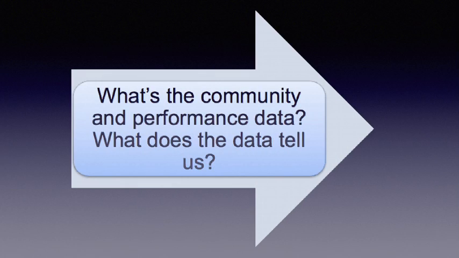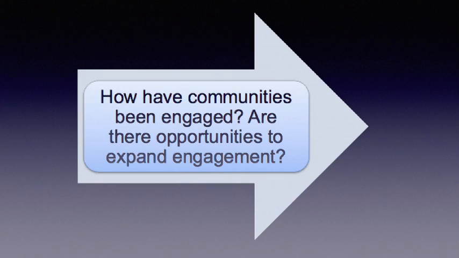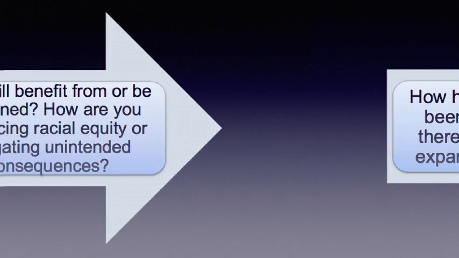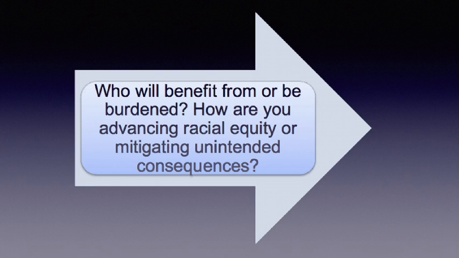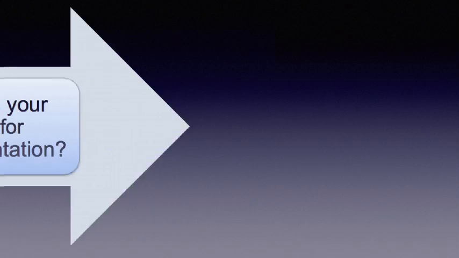Data. What's the data, both at the community level and for the specific program or policy under consideration? What does the data tell us? Community engagement. How have communities been engaged? Are there opportunities to expand engagement? Analysis and strategies. You need to think about who will benefit from or be burdened by a given decision. What are your strategies for actually advancing racial equity and possibly addressing unintended consequences?